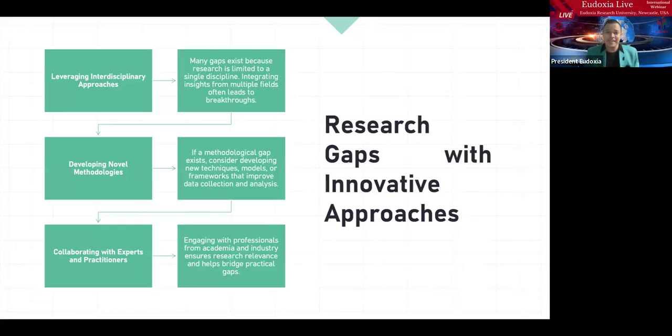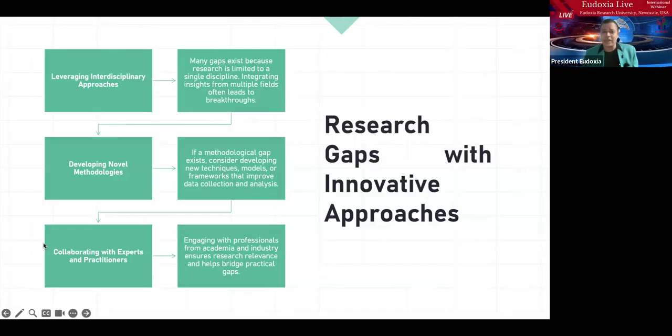Now you see that developing novel methodologies is very important for a qualitative researcher. Because if you want to be the person who can develop the methodology, then you have to study. And if a methodological gap exists, then you have to consider developing new techniques, new models, new frameworks for data collection and analysis in qualitative research design.